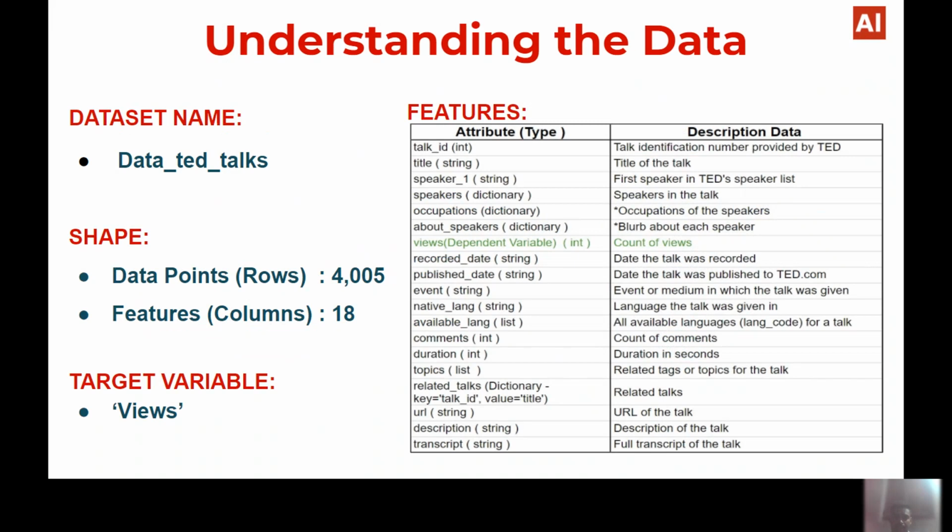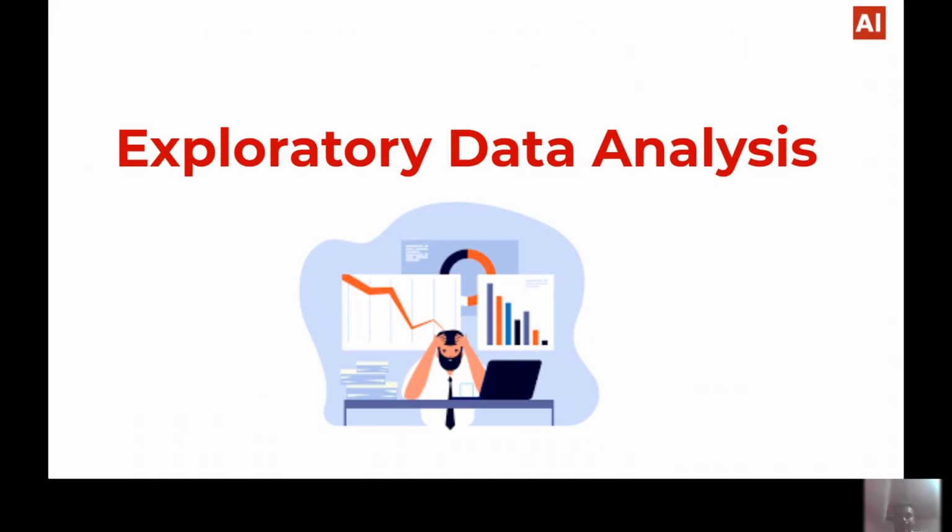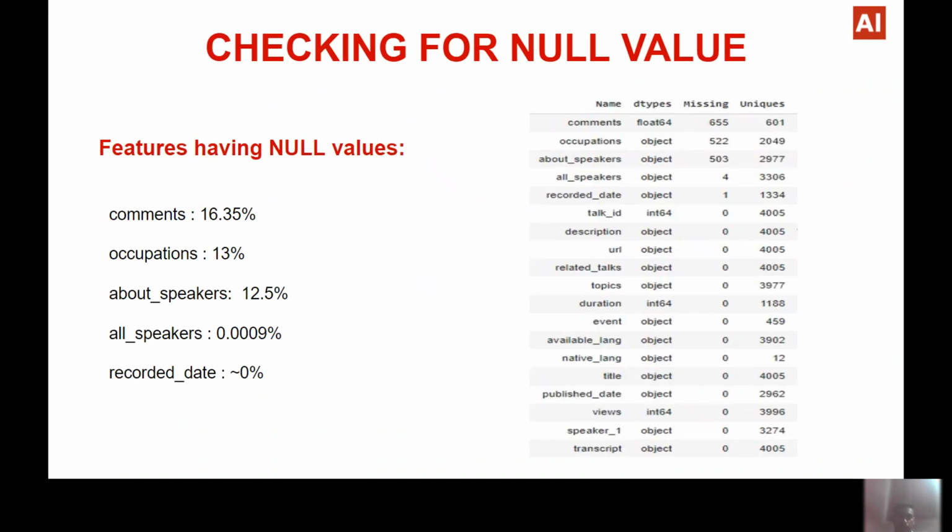It has nearly 18 features like talk ID, titles, published date, and available languages, and nearly 4,005 rows. And our main target variable is views. Doing some EDA, here we come to know about our null values. Comments, occupations, about speakers, and all speakers have a few null values. So it's pretty obvious that removing null values from comments, occupations, and about speakers is very important.